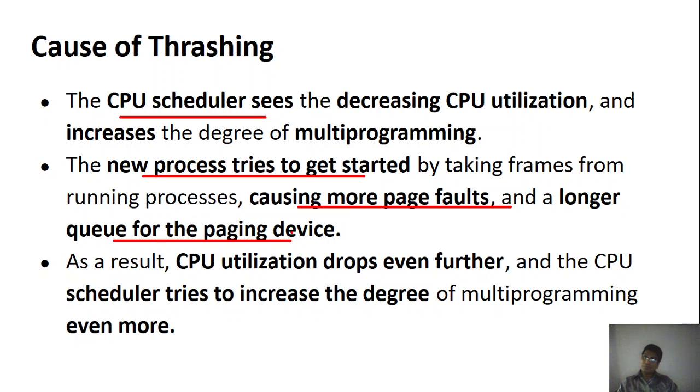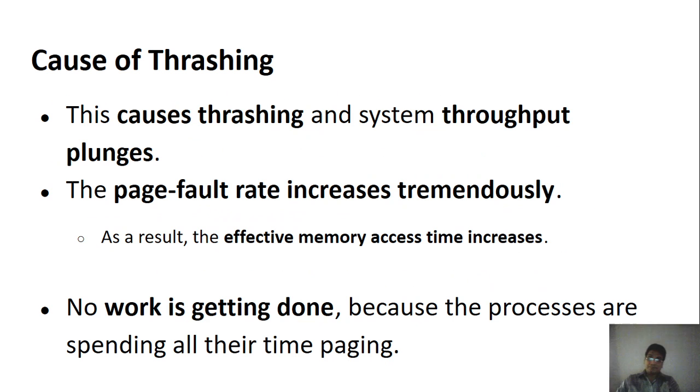The CPU is still idle, and the CPU scheduler is not happy, so it says, okay, I will teach you a lesson, I will add more and more processes. It starts increasing the degree of multi-programming by introducing still more processes. When more processes come, it creates chaos, because there is no memory available for the existing processes. They are fighting with each other, and you introduce still more, and there is going to be thrashing.